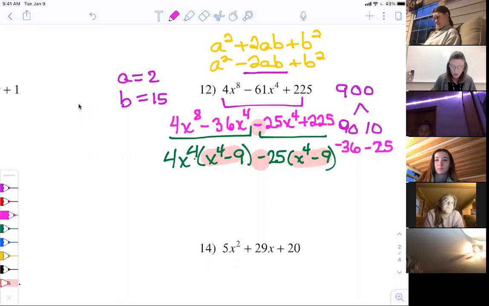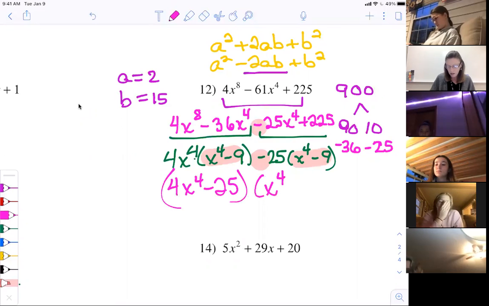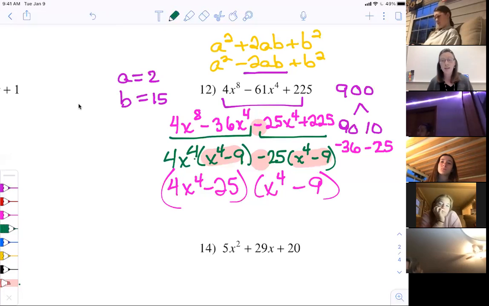So then we pull together our 4x to the fourth and negative 25. And we pull together x to the fourth and then minus 9. So then you have to ask yourself, is it completely factored? Can it be broken down any further? So Riley, is this completely factored, or can I take this and break it down further?